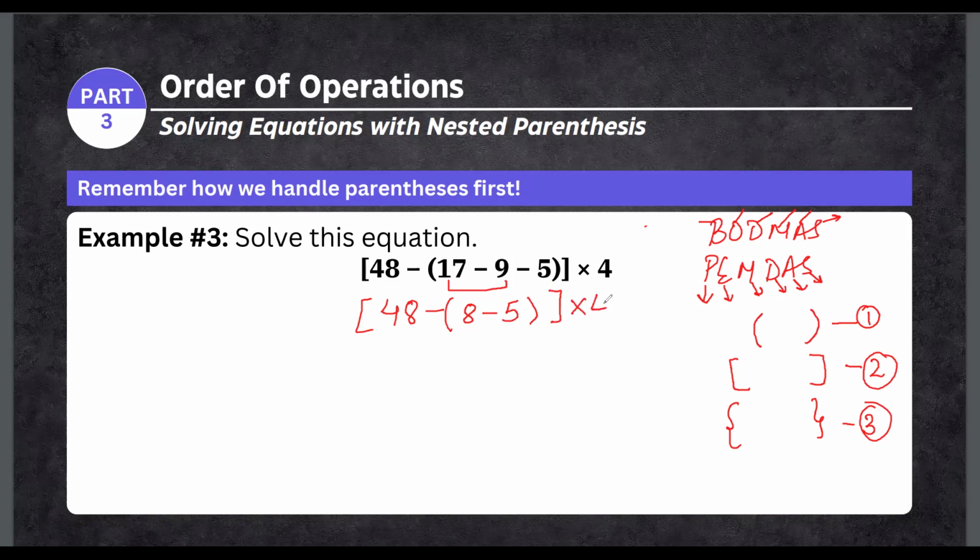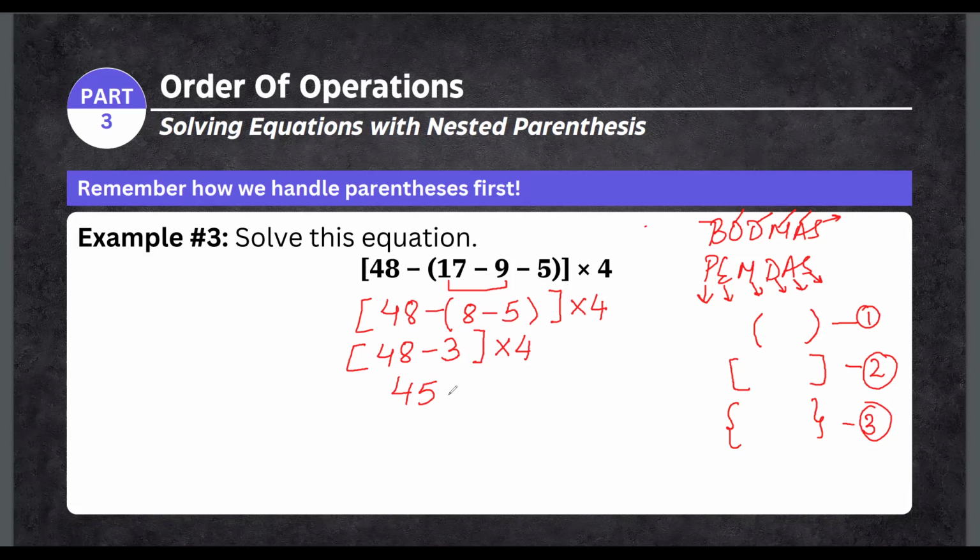And look, I'm writing the whole equation as it is. What I am doing, I am solving one thing at a time. Now 8 minus 5 is 3. Since I have already solved this thing, I'm not putting it inside the curved bracket. Now we have to put the square bracket, then times 4. Now 48 minus 3. So we have 45, right?